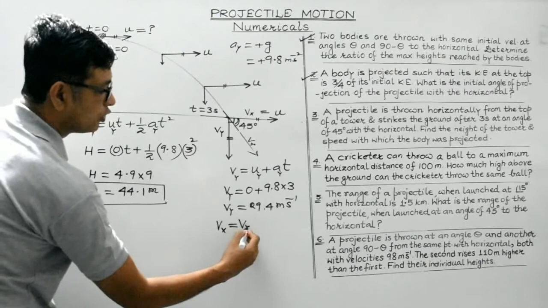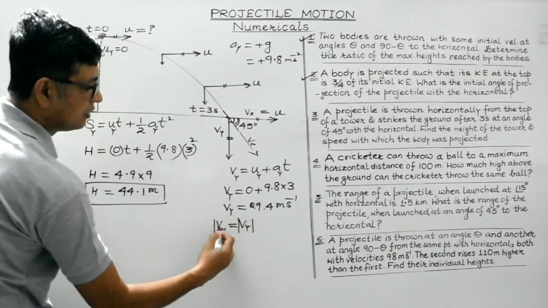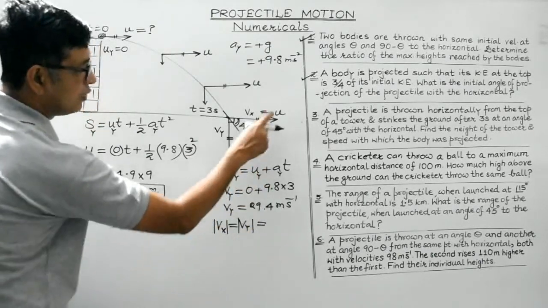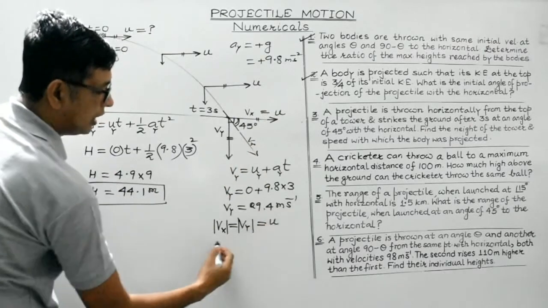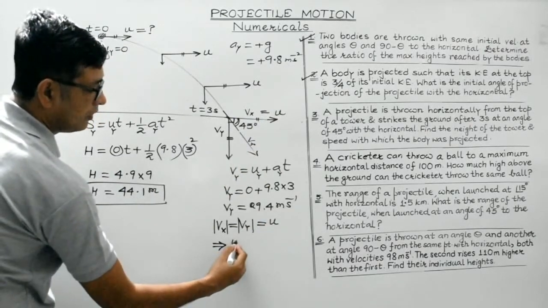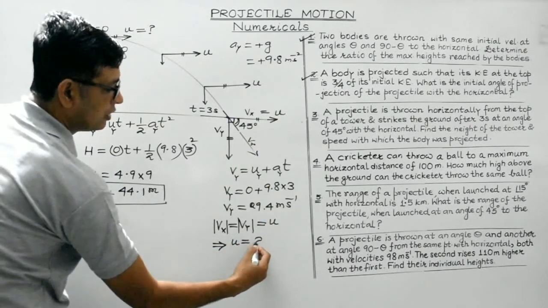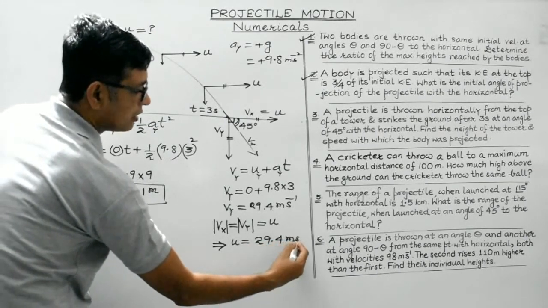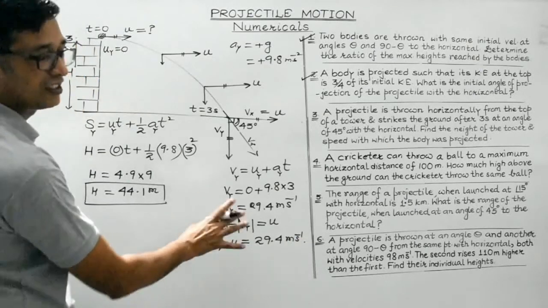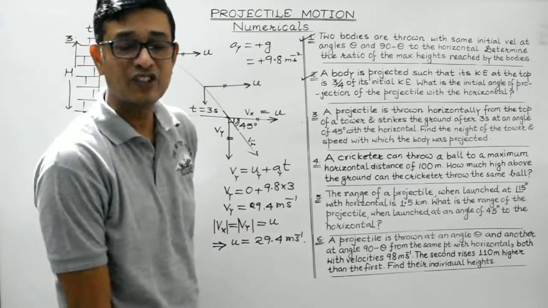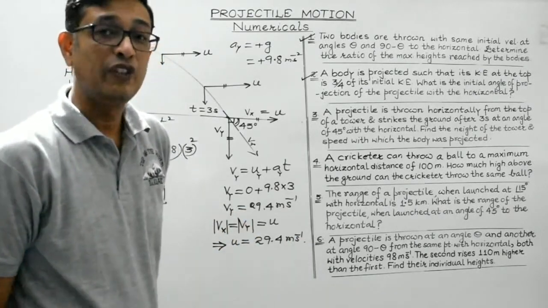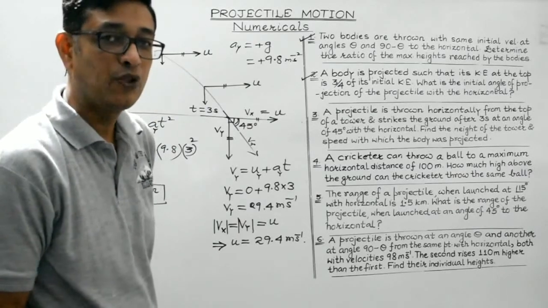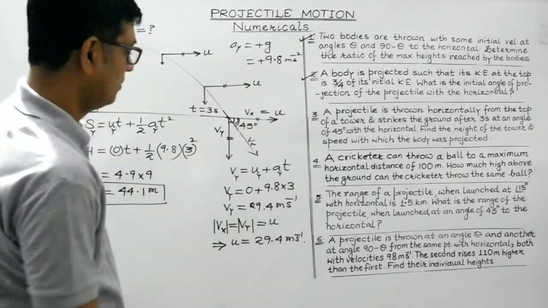And since the resultant bisects the angle between these two, therefore the magnitude of Vx must be equal to the magnitude of Vy. Each should be equal to u, which implies that the initial velocity of the projection must be 29.4 meter per second. So this is the second answer of the second part. So the velocity of projection of the projectile would be 29.4 meter per second.